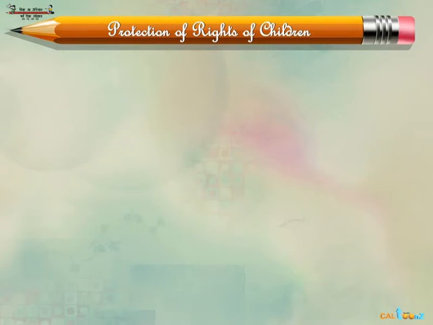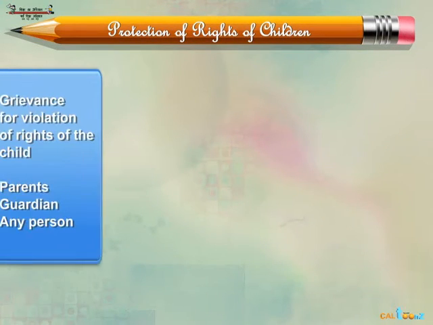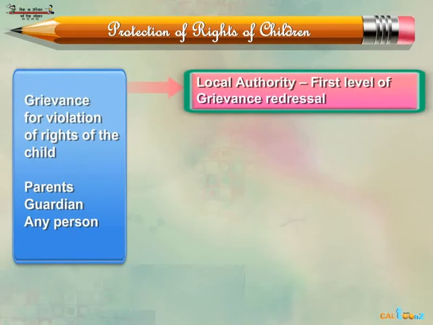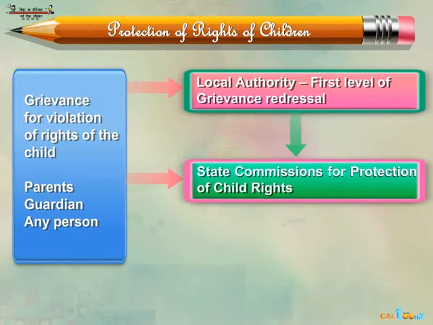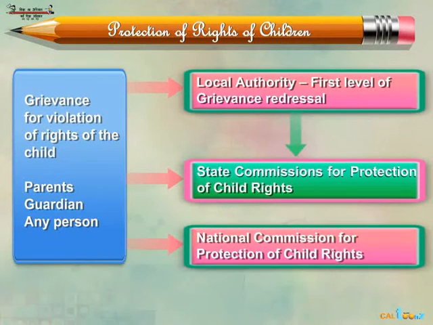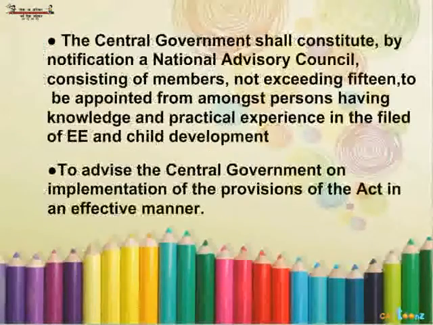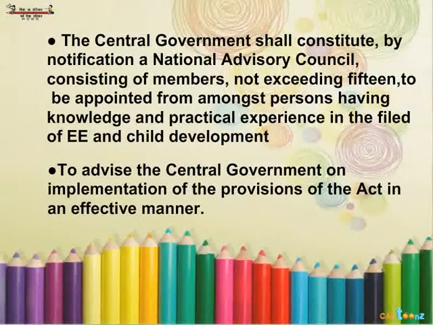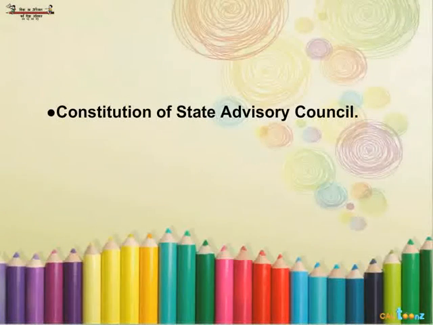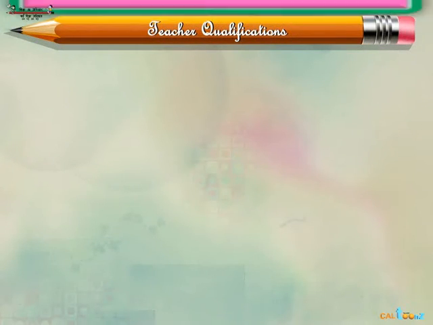Protection of rights of children. The local authority is the first level of grievance redressal, then the State Commission for Protection of Child Rights, and then the National Commission for Protection of Child Rights. Teacher qualification.